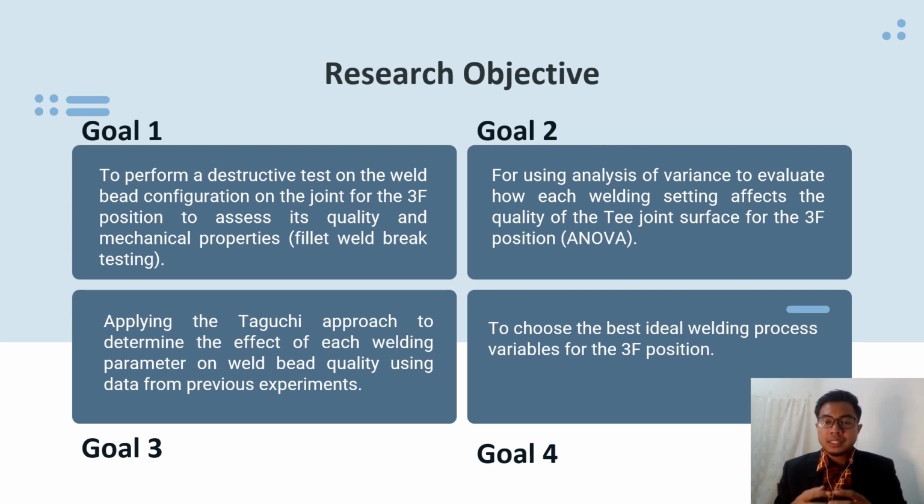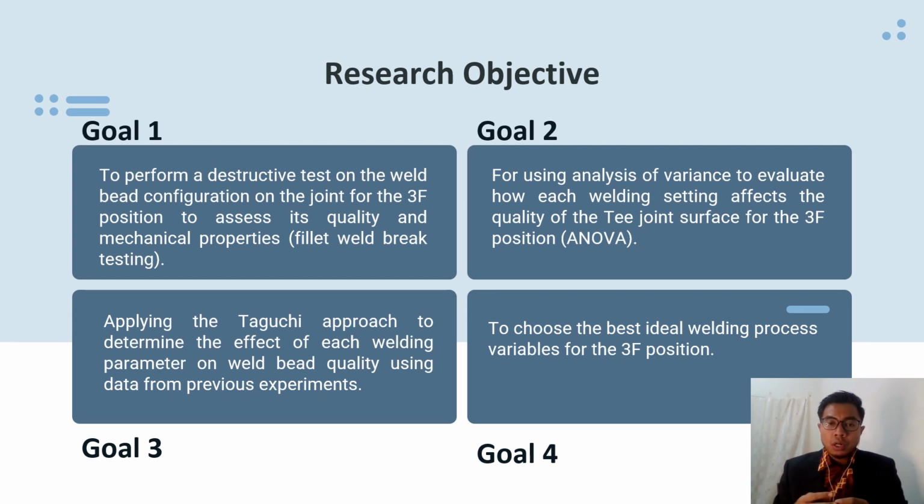Next is the research objective. For this research, we have the main objectives. The first one is to perform destructive testing on the weld bead configuration of the joint for the 3F position to assess its quality and mechanical properties. For this research, we are going to do the destructive testing as fillet weld break testing.